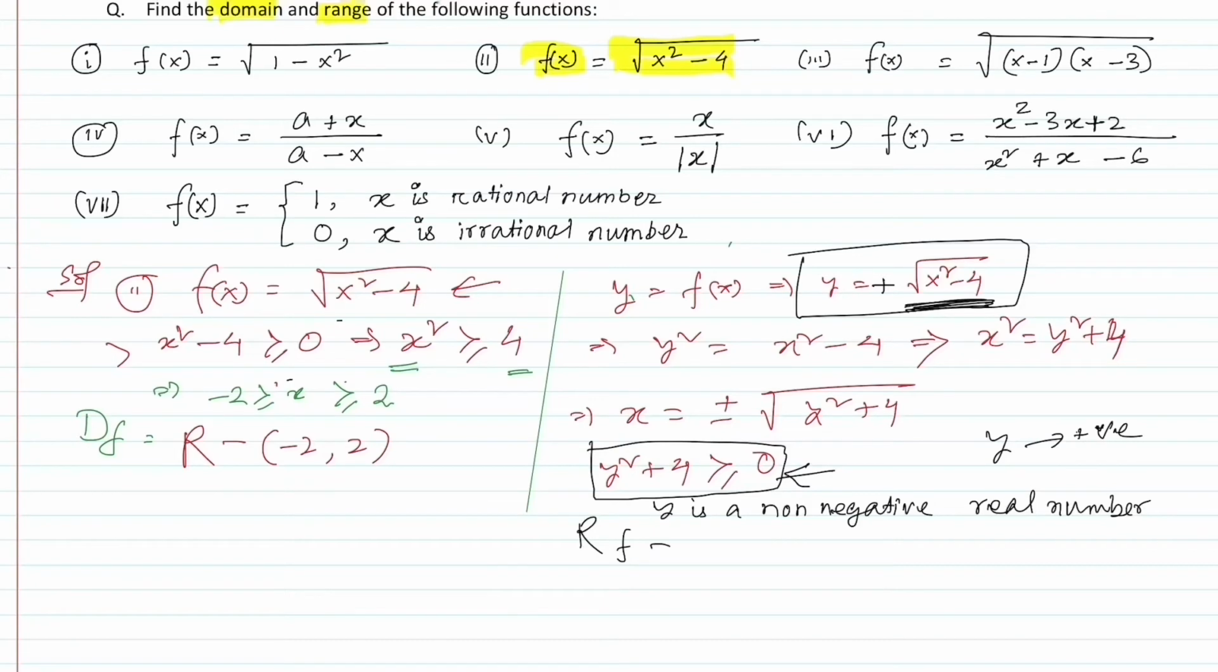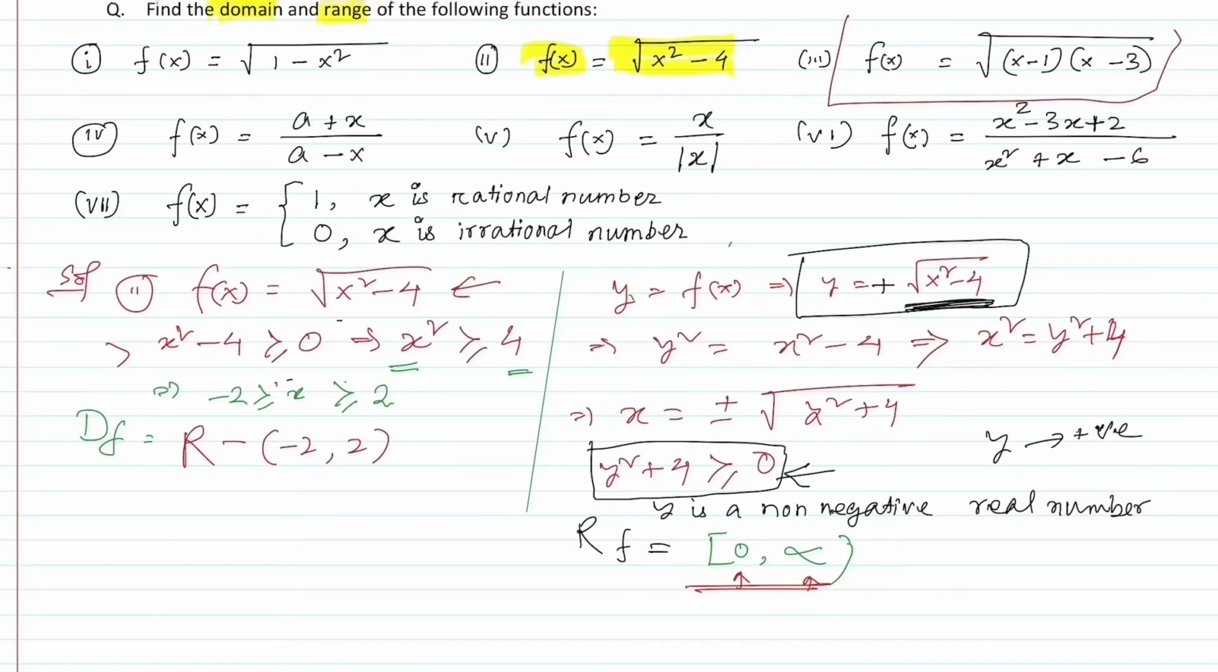y cannot be negative. So that's why the range of this function must be equal to the set from y equal to 0 to plus infinity. The set of the range is represented by this interval, which includes 0 up to positive infinity. So this is the range of this function. Hope you have understood how to find the range of this function.